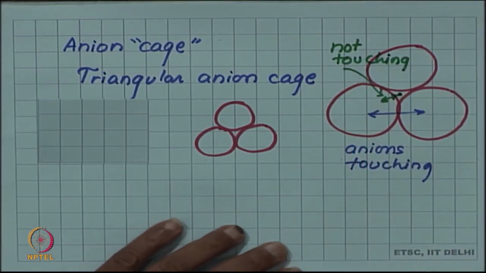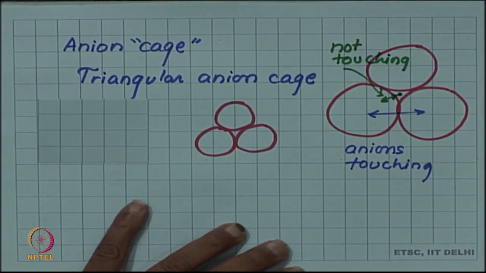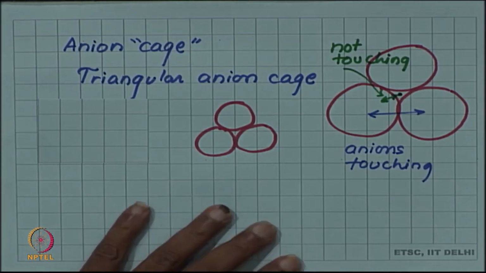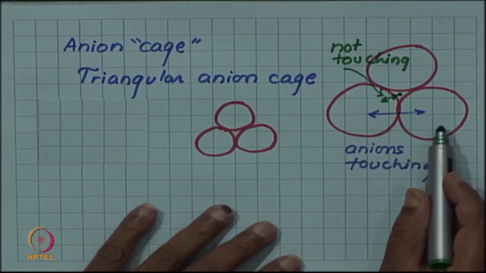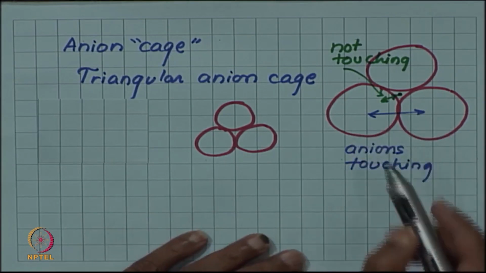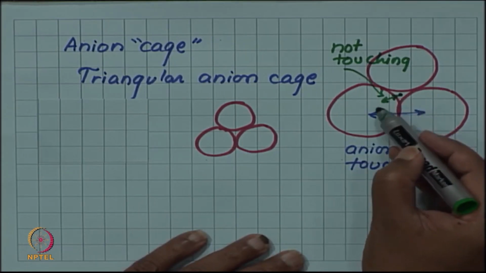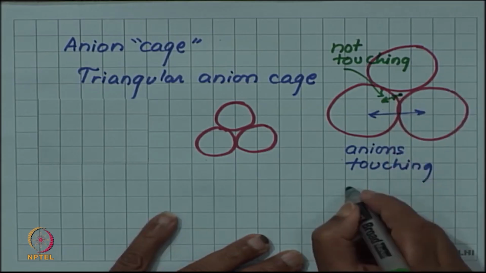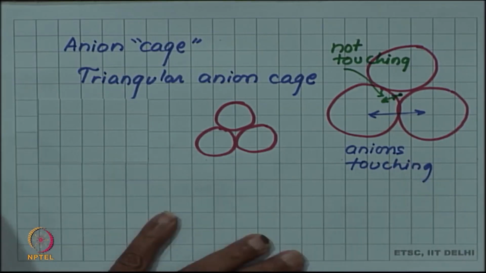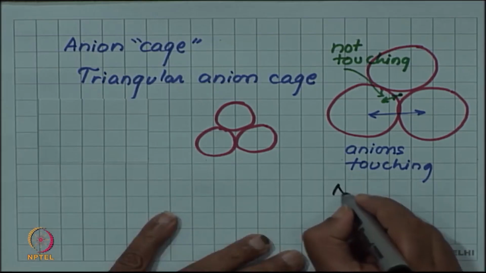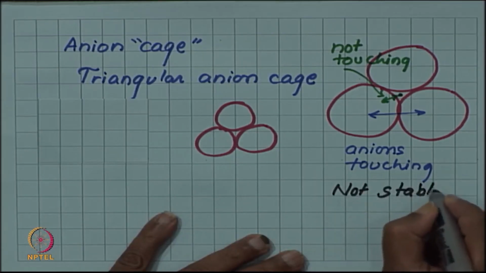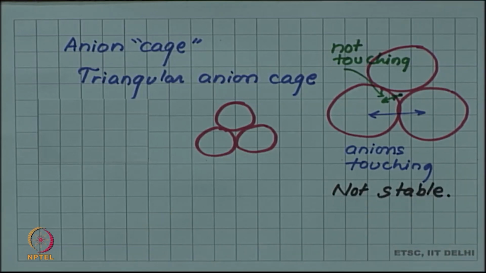Not touching. So this is exactly opposite of what we want, because between anion and anion there is a repulsion, but they are very close, whereas cation and anion have attraction, but they are not so close. So this is not a favorable situation. So we label this as not stable.